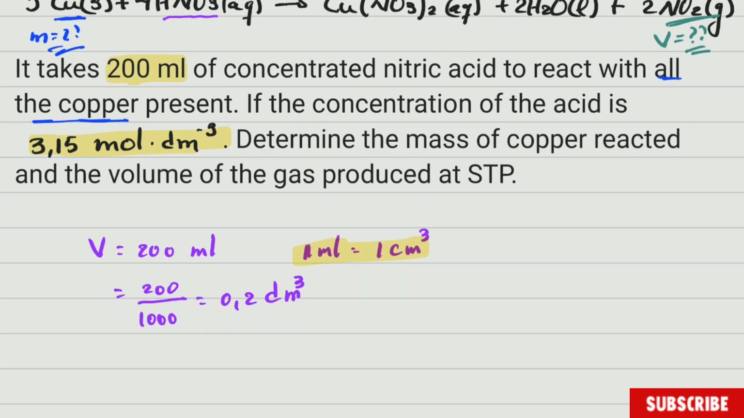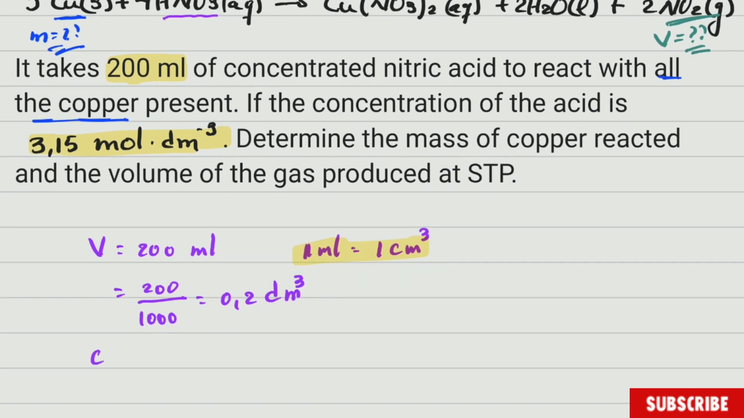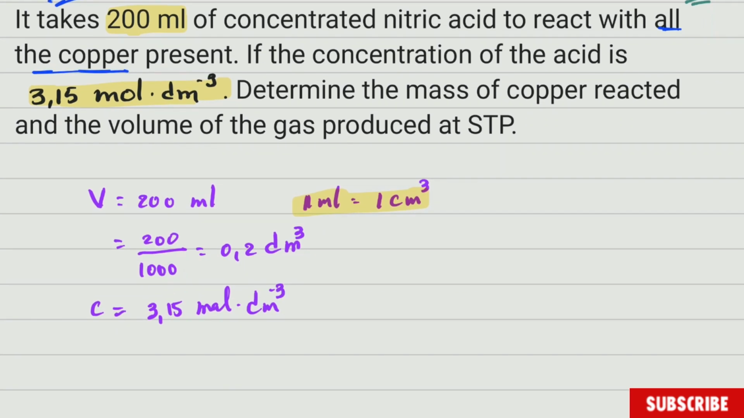There we are. Now what else do we know? We have the concentration is equal to 3,15 mole per cubic decimeter. That is given to you, and we are looking for the number of mole. You always want to calculate the number of mole first, because with the number of mole you can use the ratio. So what formula can help us here, guys? Concentration is equal to number of mole divided by volume.